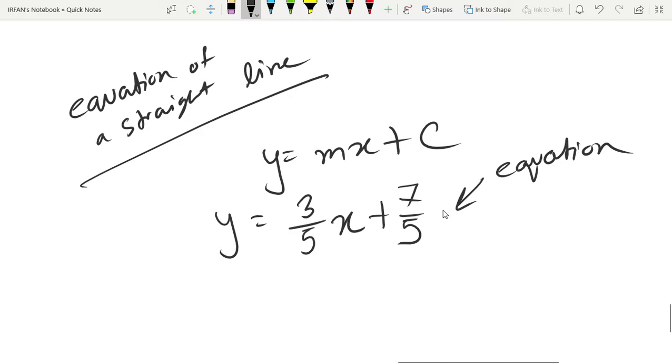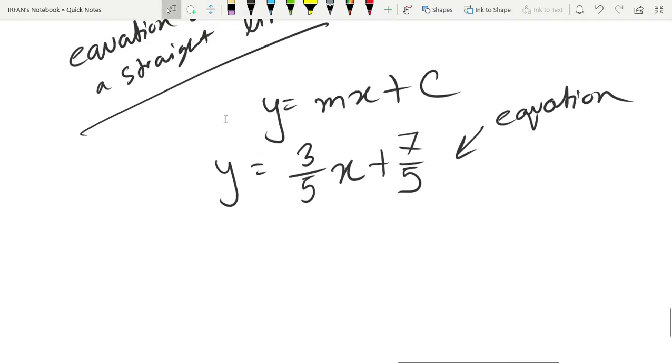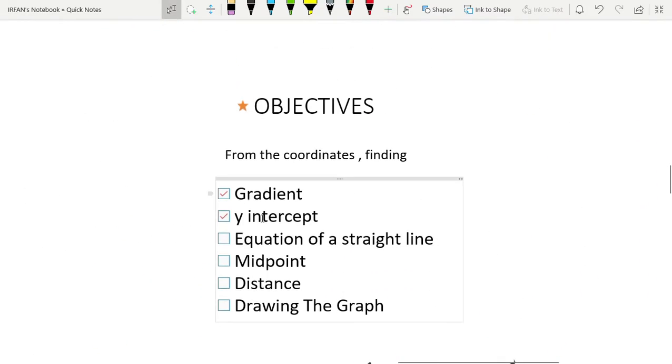So to find the equation of a straight line, first write the backbone equation, y equals mx plus c, then substitute the value of the gradient and the y-intercept. Done. We have found the equation of a straight line. So I'm saying again, first write y equals mx plus c, then y equals 3 by 5 x plus 7 by 5, where 3 by 5 is the gradient, it is the m, and this is the c. Keep the y and x the same. So we are done finding the equation of a straight line. It took less than a minute.